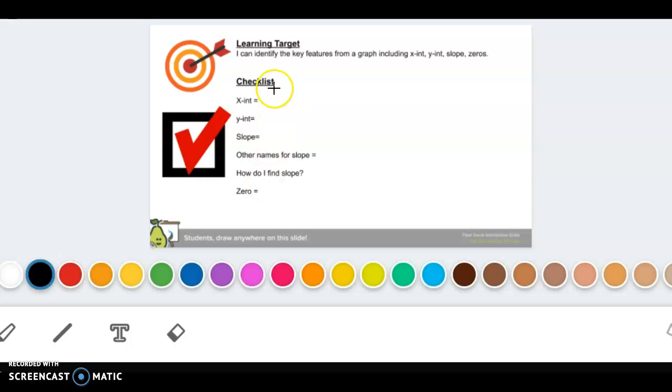In going through our checklist, the x-intercept is where my line would cross or touch the x-axis. You can locate it on your x-axis. It is a number on the x-axis, but it can also be written as a point. Your y-intercept would then be found on your y-axis. You can locate it on the y as a number. It can also be written as a point.